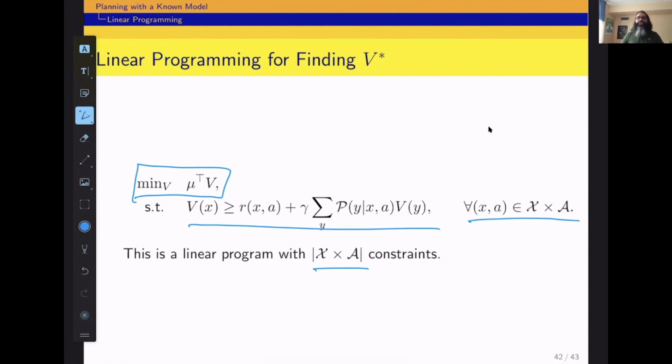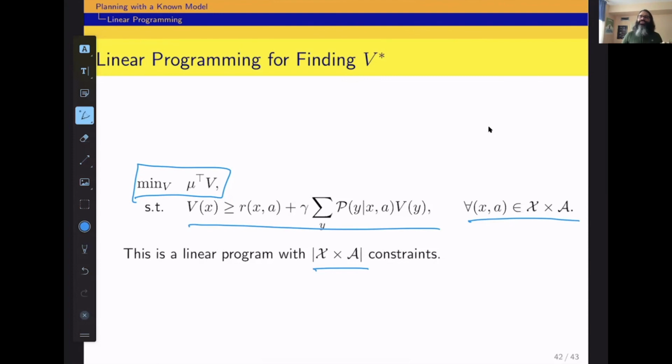And I guess an even more interesting case is a continuous state problem or continuous action. Then the number of constraints would be infinity, uncountably infinite. So it is not trivial how we can solve it. There is a lot of research there. There is a function approximation version of linear programming. I guess that's one thing. I don't think I'm going to talk about it any further during this course.